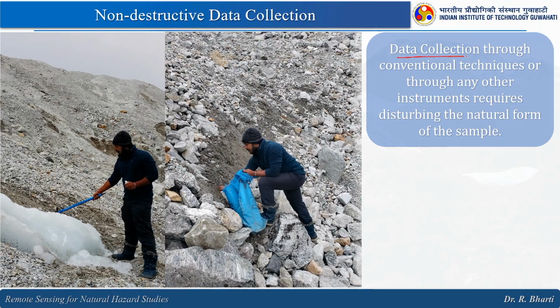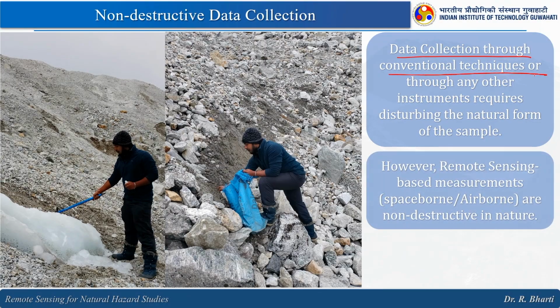The data collection through conventional technique or through any other instrument requires disturbing the natural form of the sample. However, with remote sensing based measurement, we have the advantage that we are not even touching the sample or disturbing the natural setting of that particular location. Here this is one case where we are collecting the sample. So, we are naturally disturbing the sample.